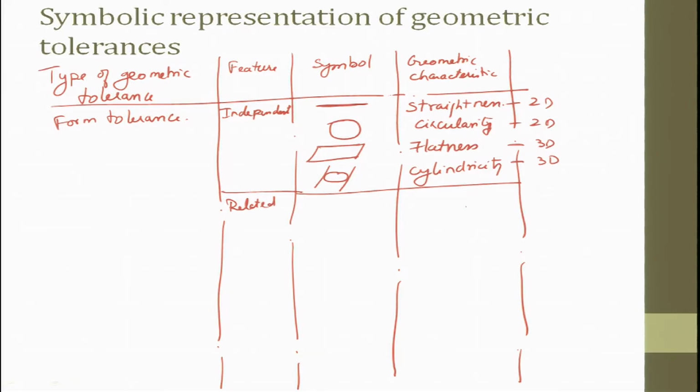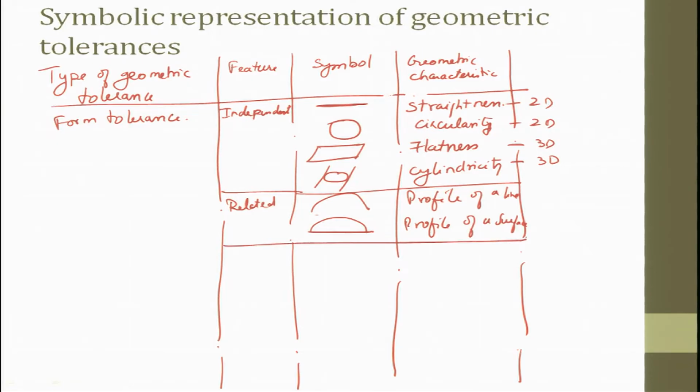So, here it is going to be profile. Then it is profile of a surface. This is profile of a line. This is profile of a surface. You can use these symbols and you can start correlating with 2D and 3D parameters. Okay. So, next is orientation, right.